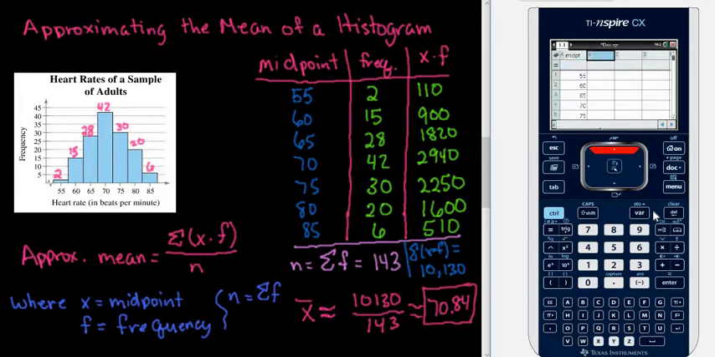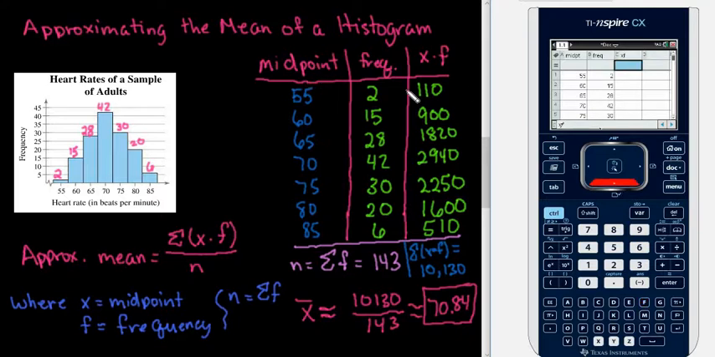Go over to the next column, and we're going to call this one the frequency. And we're going to put our values in for this one as well. So 2, 15, 28, 42, 30, 20, and 6. And in the last video, I did show you how to use this with the TI-84. I just wanted to make sure that if you have the Nspire, you know how to do it in there as well. For the next column, since this is X times F, I'm just going to call it XF.